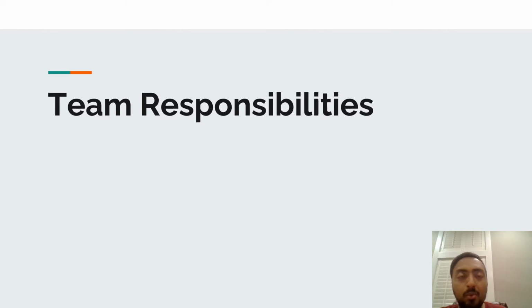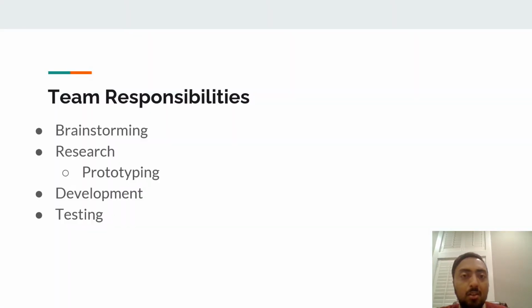Moving on to the team responsibilities. In order to achieve our project's overall goals, we start off with brainstorming, in that we came up with possible concepts that could be implemented further. And then from there, we went into researching and we went to local breweries to gain feedback and perfect our design. And we'll talk about the development and testing in another slide.